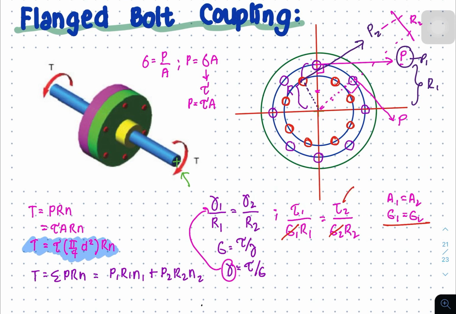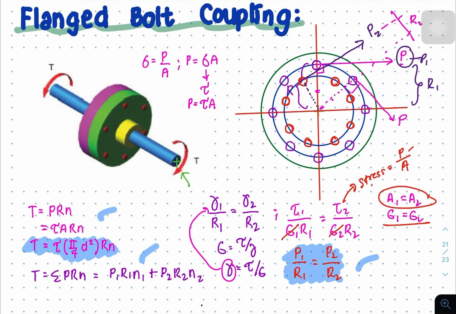Since stress is simply equal to P over area, and if we assume that the bolts have the same area, I can neglect the area, and that gives us P sub 1 over R sub 1 is equal to P sub 2 over R sub 2. This formula can be used if there is a problem where you need to compute the torque, not knowing the values for P1 and P2, but given the allowable shearing stress. Let us use this formula and the previous formula in our succeeding video tutorial on this topic.